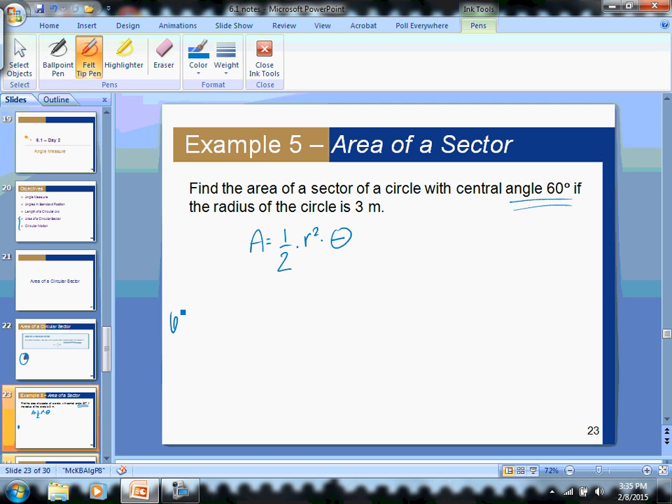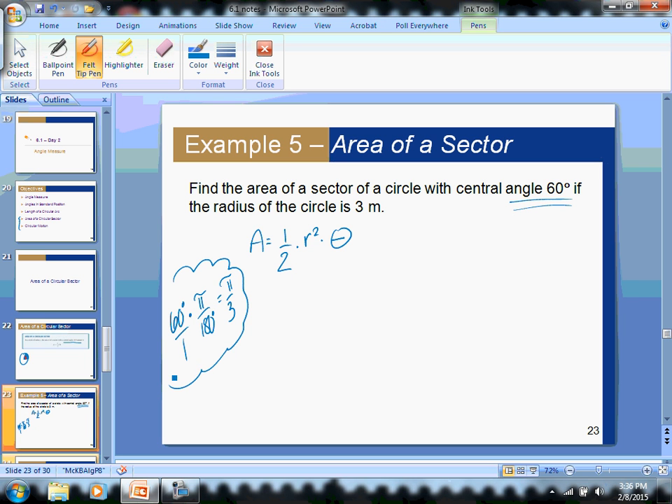So you either have to know or you have to convert 60 degrees to radians. Now if you know your unit circle, you should know that 60 degrees is pi over 3. If you can't remember that, then multiply it by pi over 180. Remember, we are converting it to radians, so we want the pi in the numerator, and then that will reduce down to pi over 3.